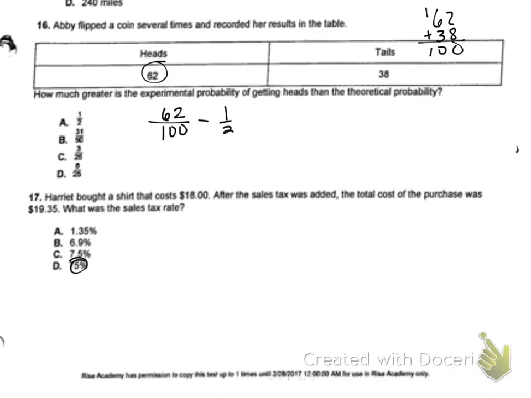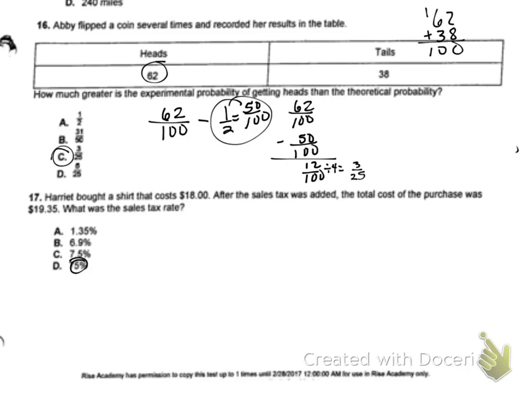Well, the theoretical is, there's 1 heads on a coin, so that's going to be minus 1/2. Okay, so I just find a common denominator. So let me just write it vertical, be a little bit easier. So this is really 50 over 100, right? So 12 over 100. I can simplify this by 4. So this would be 3 over 25. The answer is C.